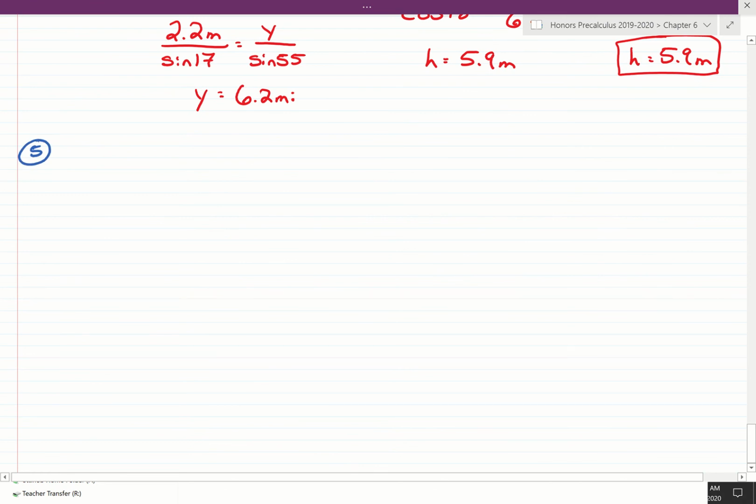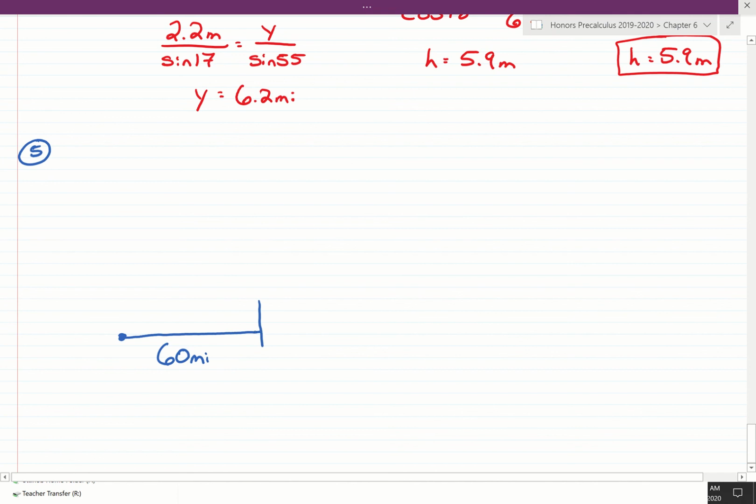Okay, so for the last question, we have a ship that's traveling due east. So here's a ship, and the ship's traveling 60 miles due east. Miles is with an MI. And then adjust its course 15 degrees northward.